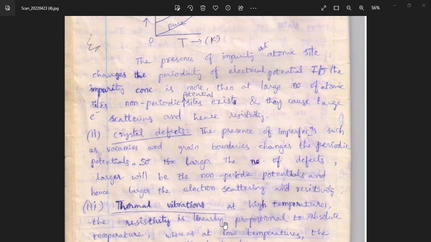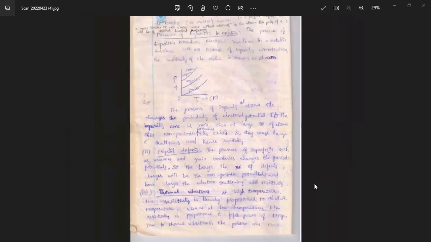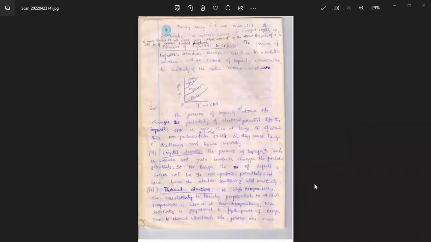Third one is thermal vibrations. At high temperatures, the resistivity is linearly proportional to absolute temperature. I already showed you in the graph that if temperature is raised, resistivity also increases because of thermal lattice vibrations. They are linearly proportional. If one is increased, resistance also increases.